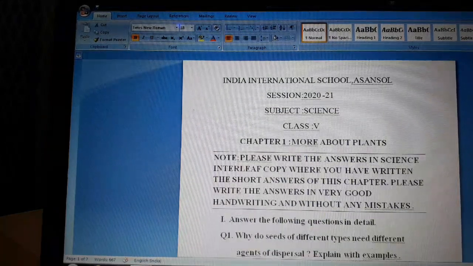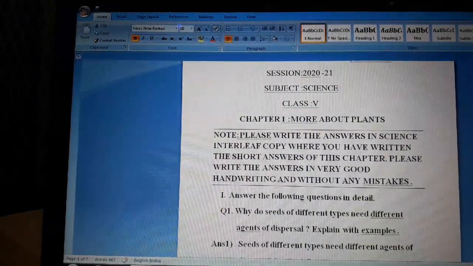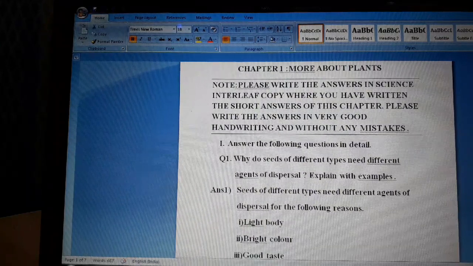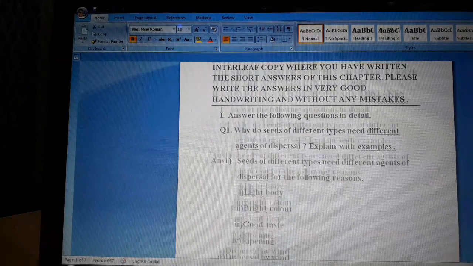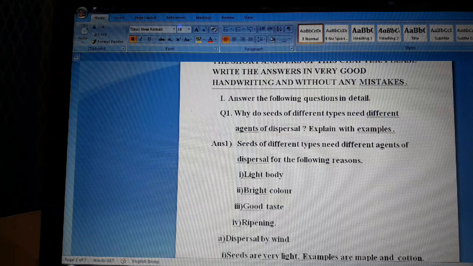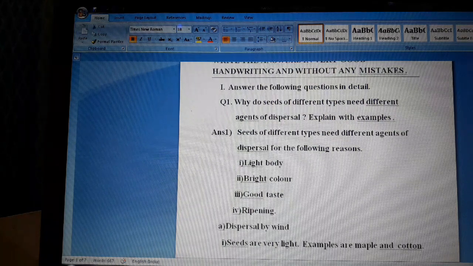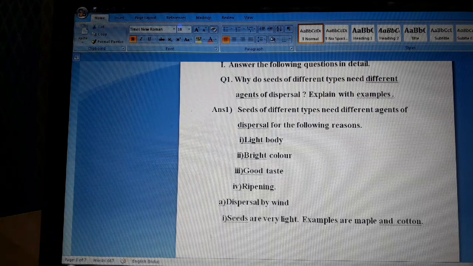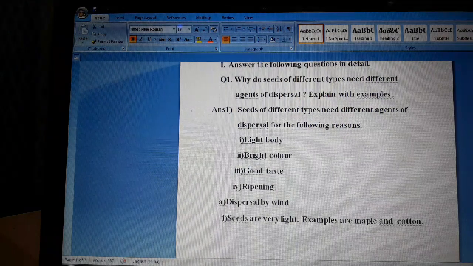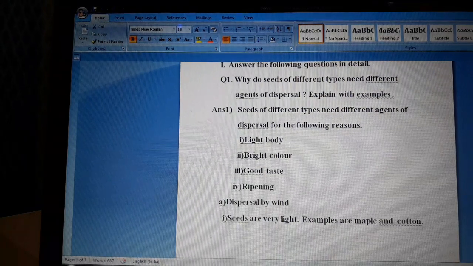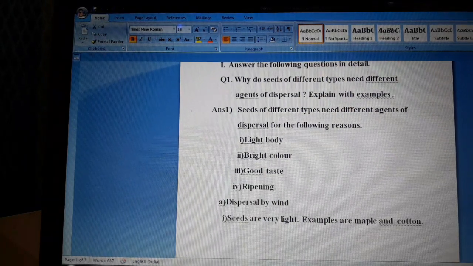Okay, now I shall start with the first answer in detail. First question is answer the following questions in detail. Now the first question: why do seeds of different types need different agents of dispersal? Explain with examples. Seeds of different types need different agents of dispersal for the following reasons: light body, bright color, good taste, ripening. Okay. Now dispersal by wind.